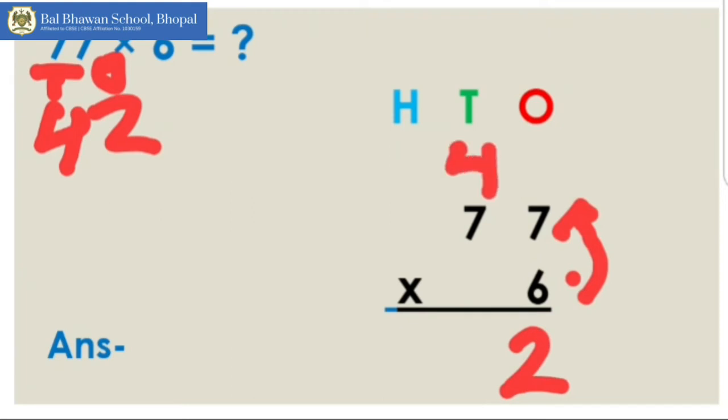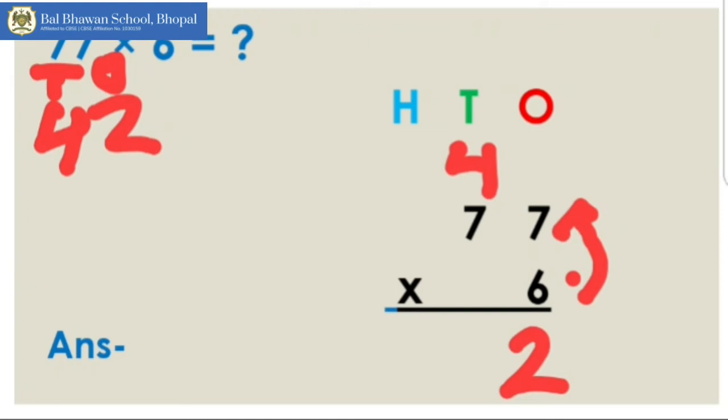Now the second step is we will multiply the second factor, that is 6, with the digit at tens place of the first factor, that is 77. So again you have to multiply 6 by 7. You already know the table of 6. What is 6 sevens? Again it is 42. Now don't forget to add the carryover.